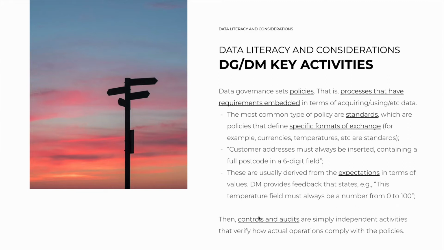Then we have controls and audits, and these are simply independent activities that verify how actual operations comply with the policies. For example, you have a requirement of the temperature always being between 0 and 100, but you will never know if the data are actually obeying that unless you perform some kind of check. These can be done with automated tools or manually by someone. Both are very useful. But at the end of the day, some kind of audit has to occur to keep the information honest, if you will.